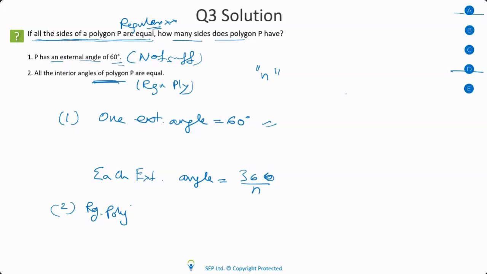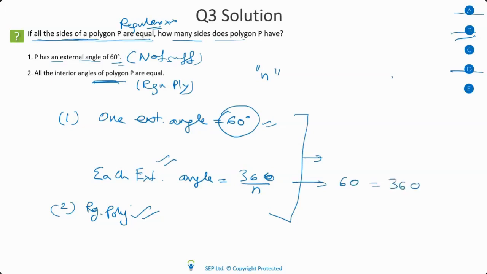See how quickly you can make these inferences if you know the properties. If you combine, you know you're dealing with a regular polygon. You know if one of the external angles is 60, all of them are going to be 60. So now you can use this formula. You can say each external angle is 60, 360 by n, and then you find out the value of n as 6. So the correct answer in this case is going to be option C.